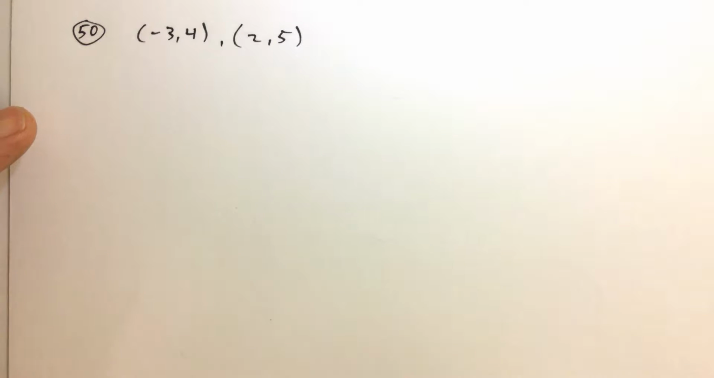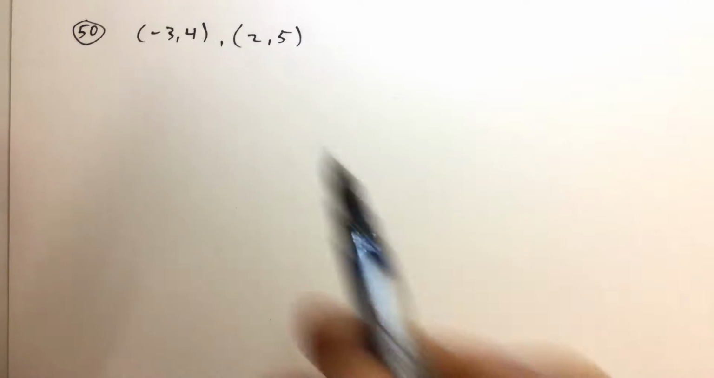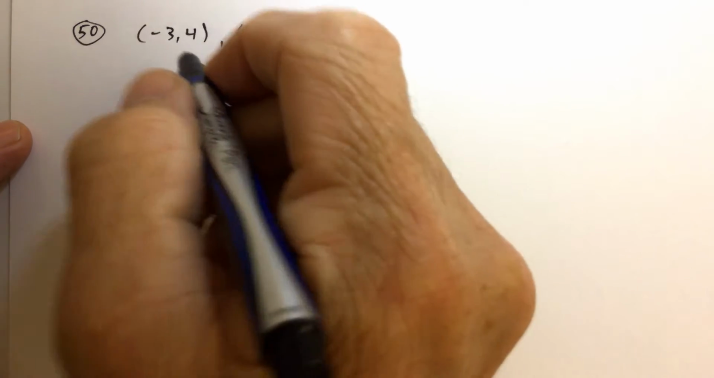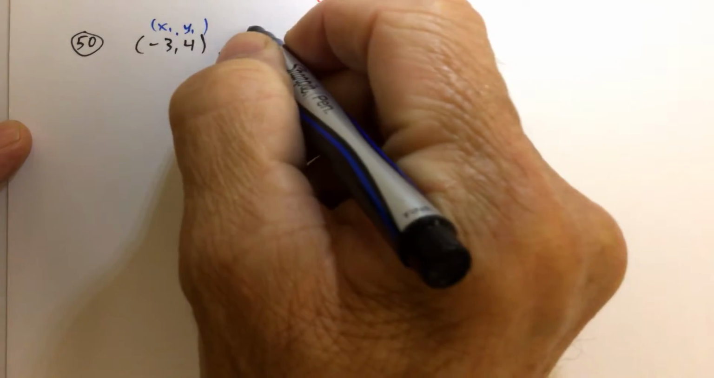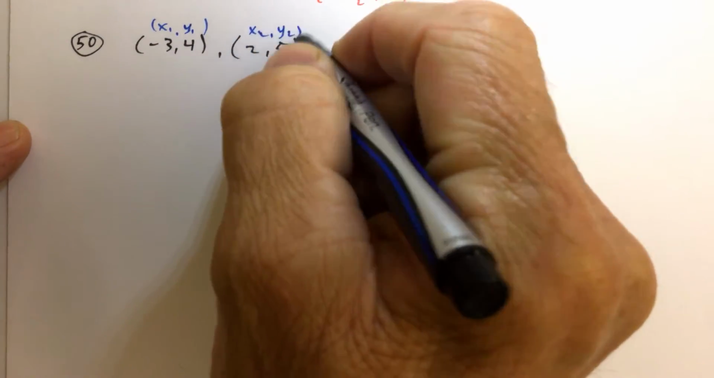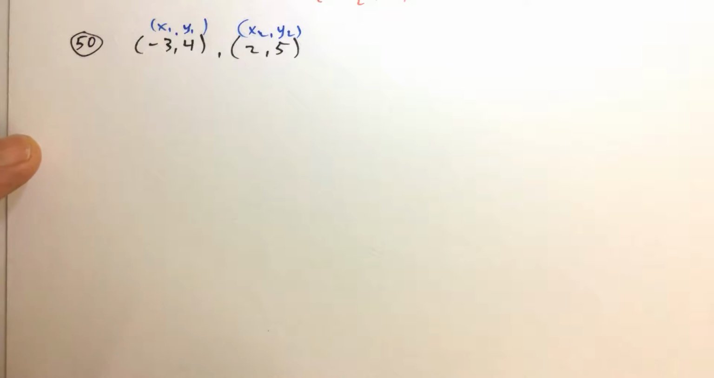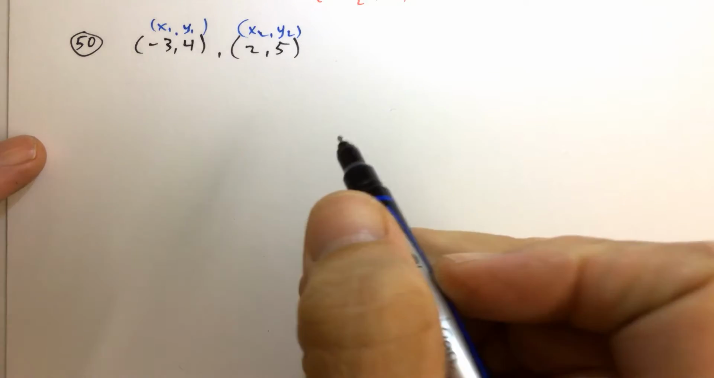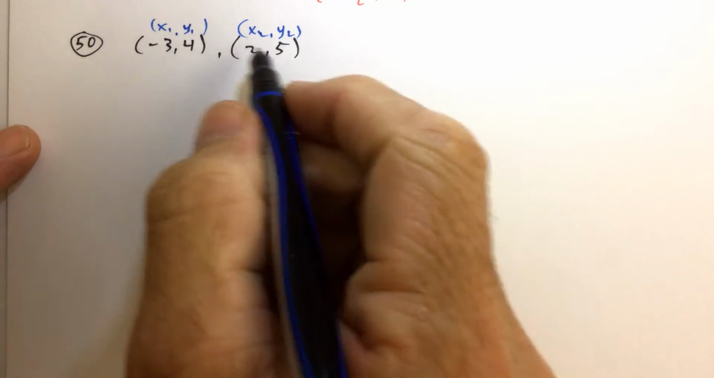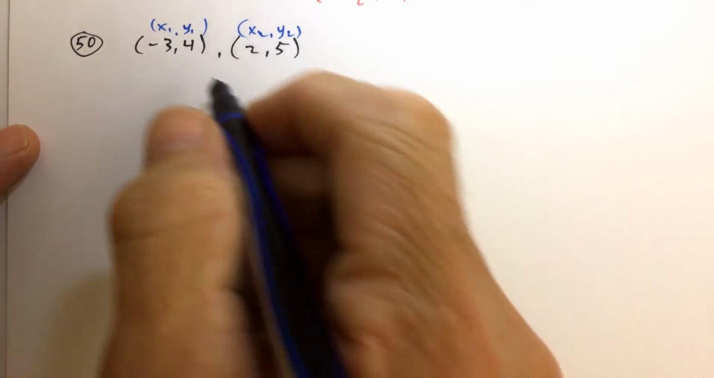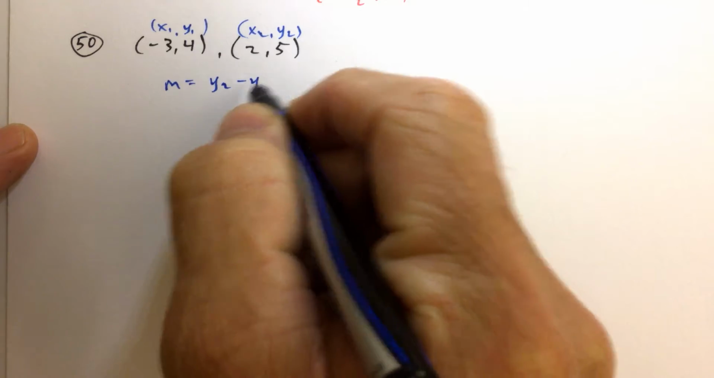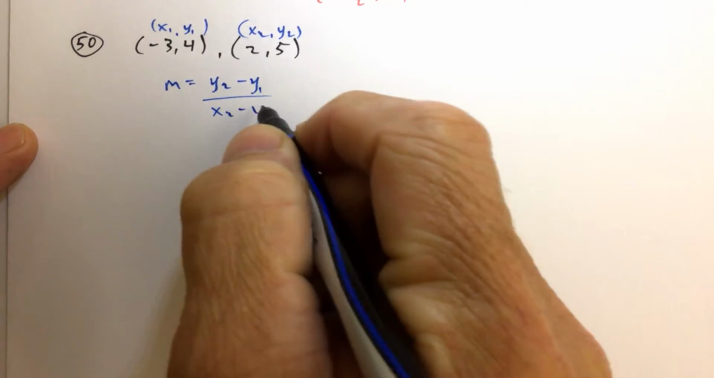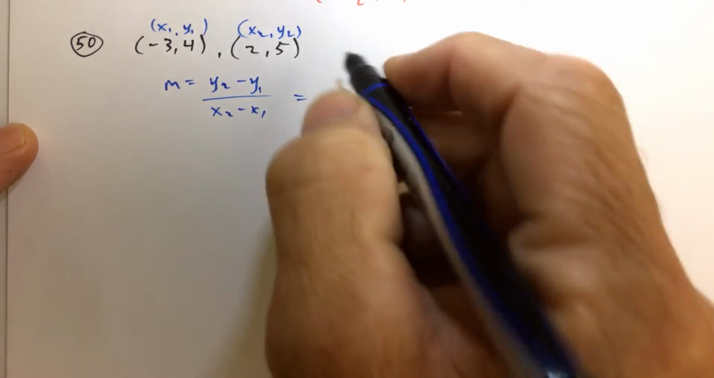Problem 50, we're trying to figure out the equation of the line through these 2 points. Whenever we have 2 points, usually we know we're going to have to figure out what the slope of the line is, because whenever we want to find the equation of a line, we want to find a point and a slope. So we have a point already. We can use either one of these, but we have to find the slope. Well, the slope is the change in y, y2 minus y1, over the change in x, x2 minus x1.